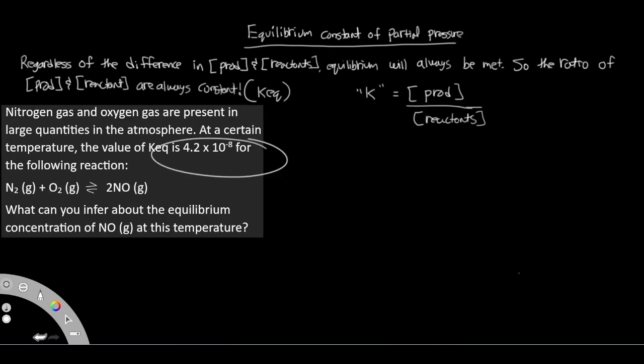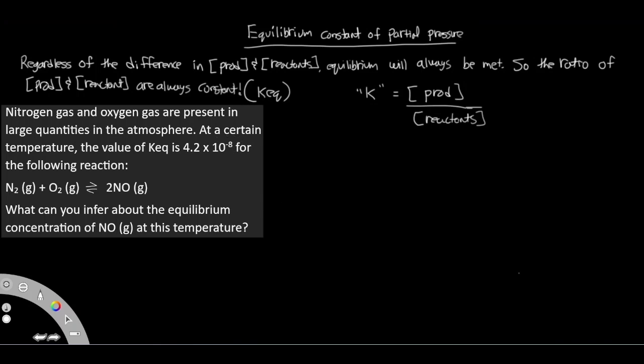At a certain temperature, the value here is 4.2 times 10 to the negative 8. Looks quite small, right? So in this reversible reaction, what can you infer about the equilibrium concentration of NO, of this one right over here? Well, think about it this way. If our KEQ is this small of a number, and in order to get KEQ, we have to use K here, our temporal equilibrium constant, and K is using these factors over here, the concentration of product on top of the concentration of the reactant. How is it possible to get a value that is so small?